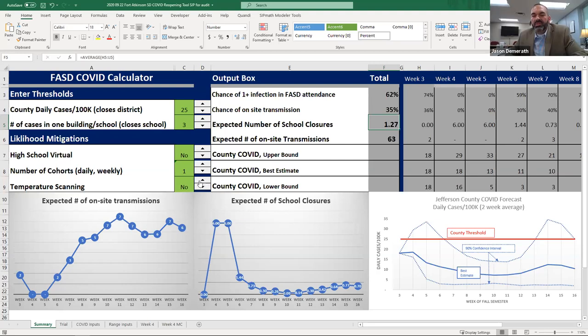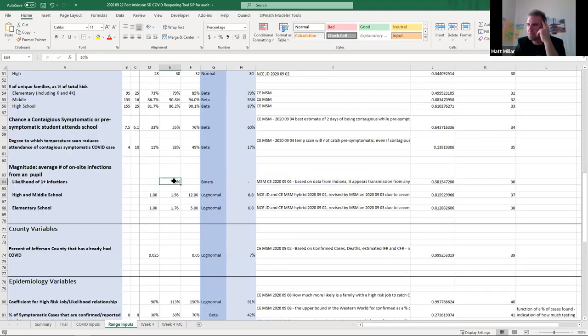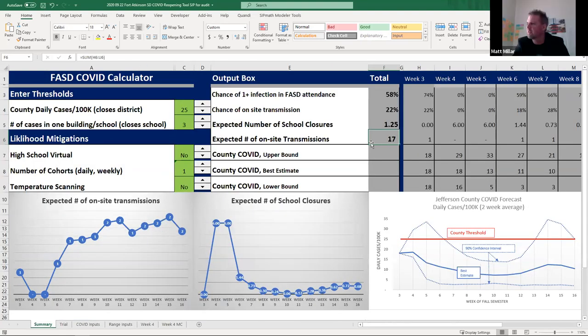Go ahead. So the other thing I was going to mention: now we saw the data where maybe the spread rate in schools isn't what we thought it was. Say we get a month out and a lot of the schools are back. How in the tool would you change that reproductive rate factor? You can see the expected number of on-site transmissions is 63. If we change this one here, the chance that an individual person infects one or more other persons, let's change it to 15%. It was 63 over the course of the semester, and it drops to 17.